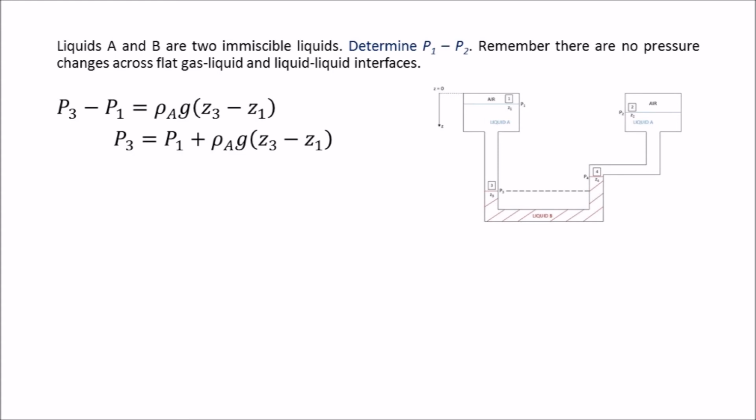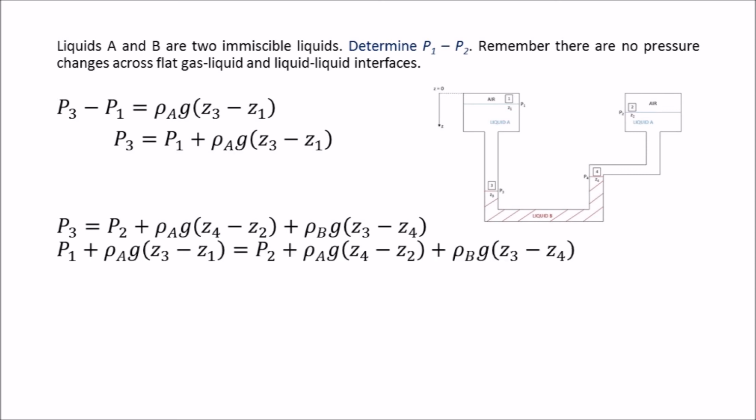We can then draw a line from interface 3 to the level on the opposite column where pressure will be equivalent. And we can determine P3 on the right-hand side as the pressure at level 2 plus the pressure due to the column of liquid A plus the pressure due to the column of liquid B.